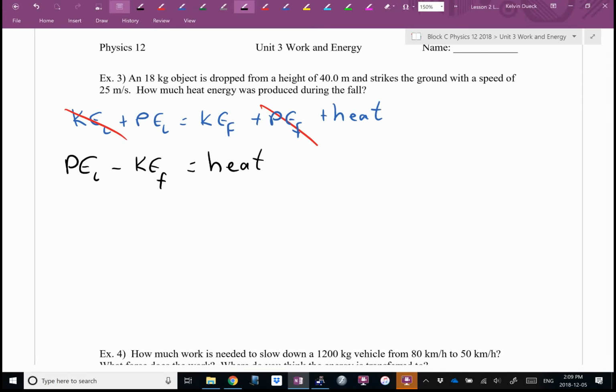And here's really what we're saying. Here's all the energy you started with. You lost some energy to kinetic. Whatever's left over must have been turned into heat. I'll go red now because heat. It's going to be mgh initial minus a half mv final squared. Oh, hey, Mr. Dueck, the m cancels here too, right? Or does it? Where is there not an m inside of heat?